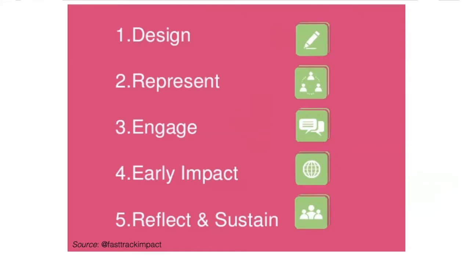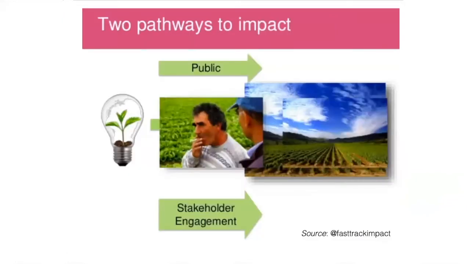But then after the publication comes out, how are you going to sustain that impact? How are you going to sustain that particular article and the impact of that article over time? So: design, represent, engage, early impact, reflect, and sustain. And the example that we always use in this kind of context is, just imagine that you're doing some research on the molecular genetics of tobacco plants. Well, you could just publish that work in a molecular genetics journal and leave it at that.